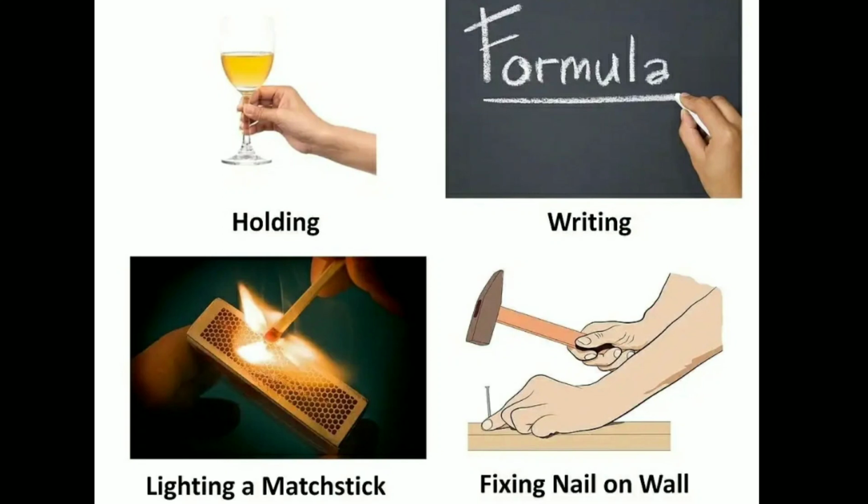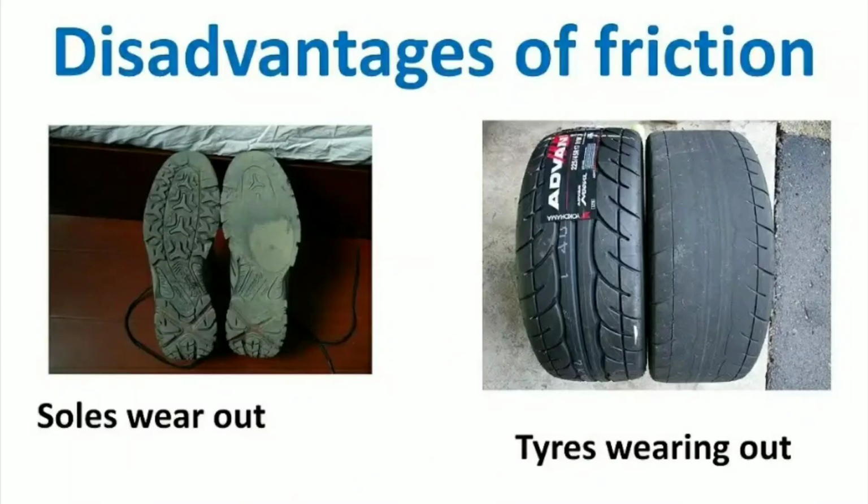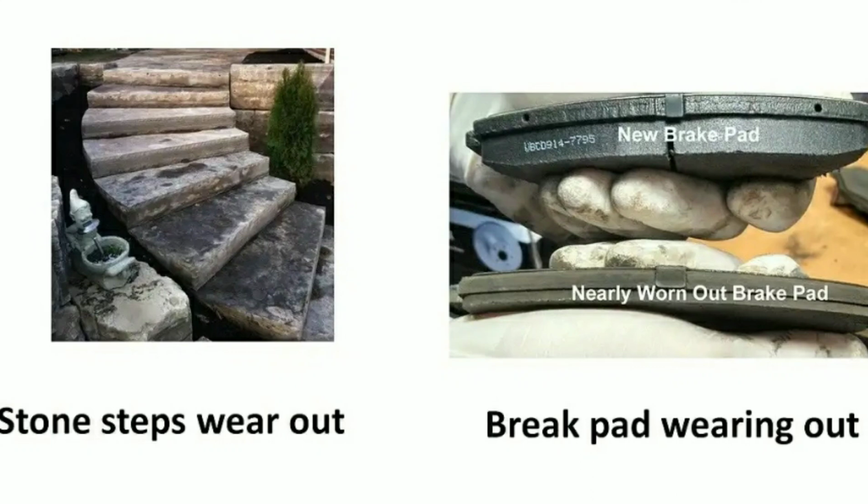It also helps in holding, writing, lighting a matchstick, fixing a nail on the wall. And then the disadvantages of friction are shown here. You can see how the sole of the shoe has worn out and the tires are also wearing out. The grooves have smoothened. The stone steps you can see in the picture have worn out, and the brake pad in the vehicles is wearing out.